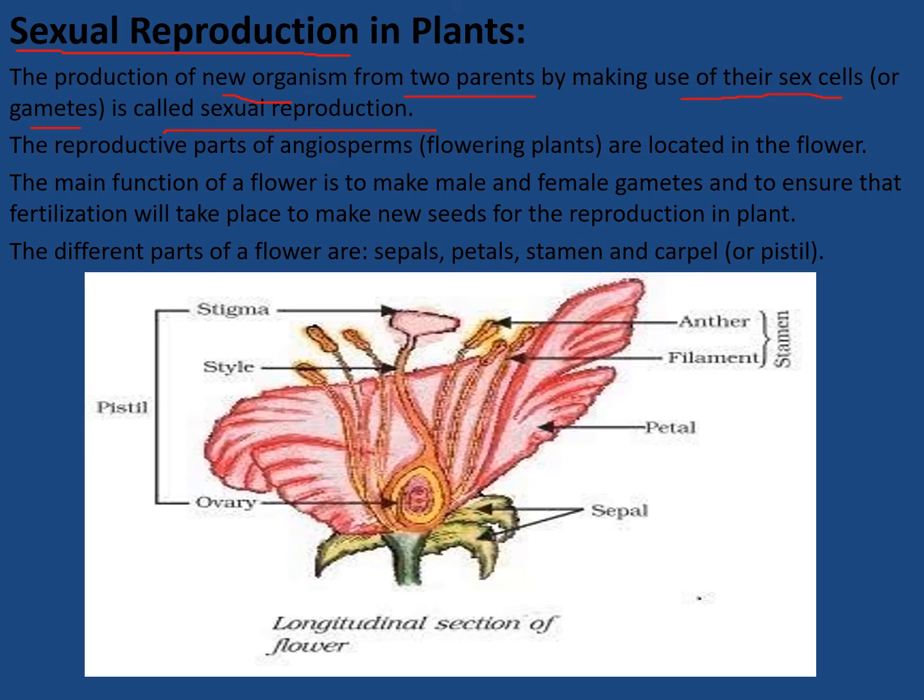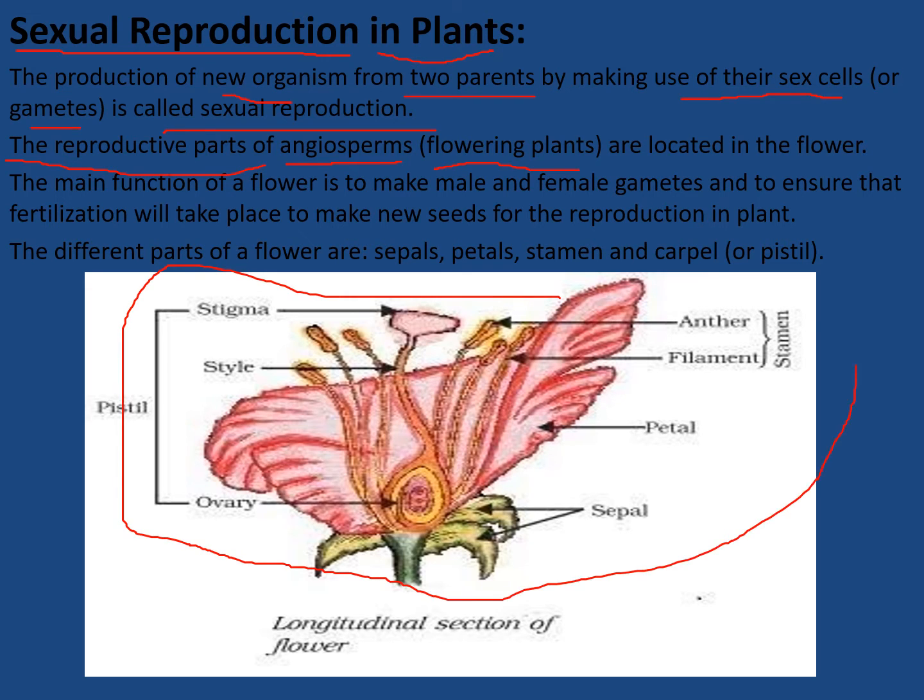Now we study this in plants. The reproductive parts of angiosperms, the angiosperm is the flowering plant. Why do we take only the flowering plants? Because the sexual reproduction of the plant is done only in the flower, not in the other portions. The sexual reproduction organs of angiosperms, that is flowering plants, are located only in the flower, right?